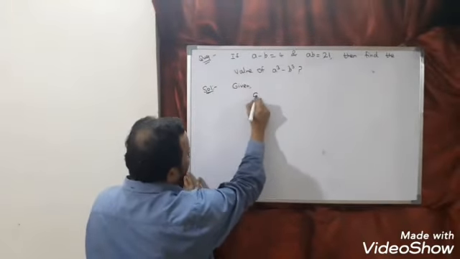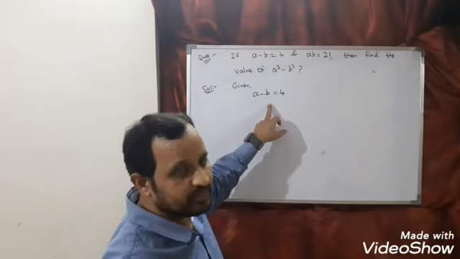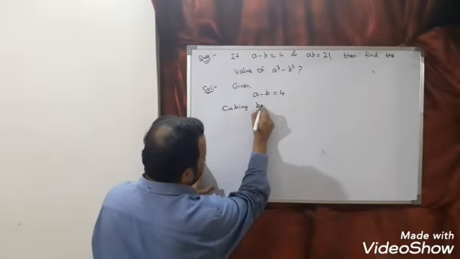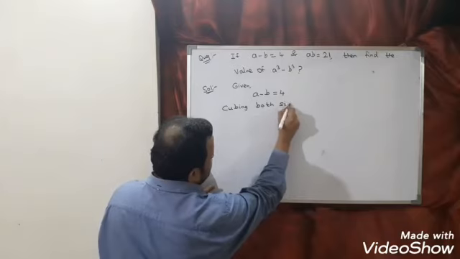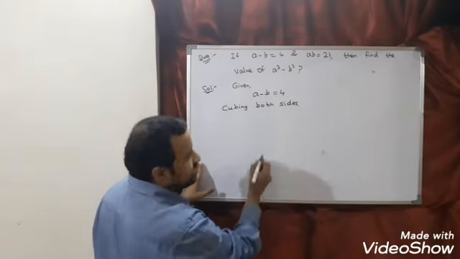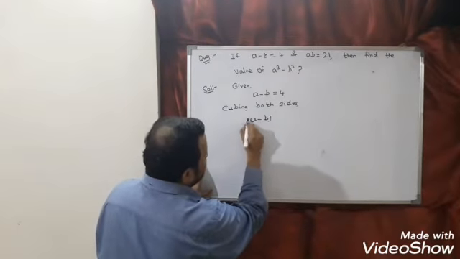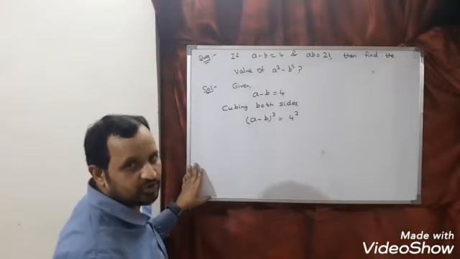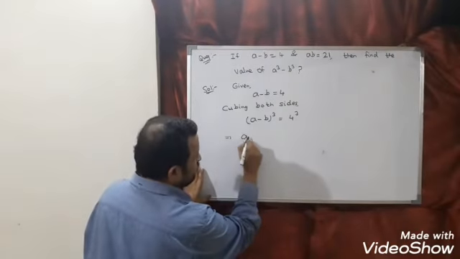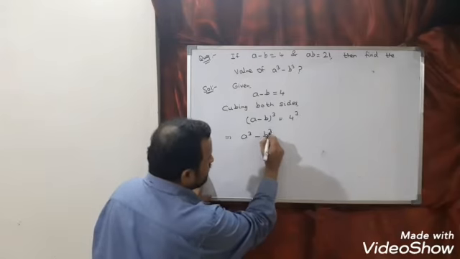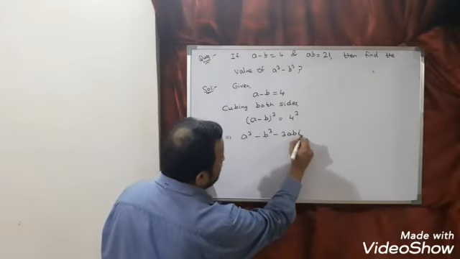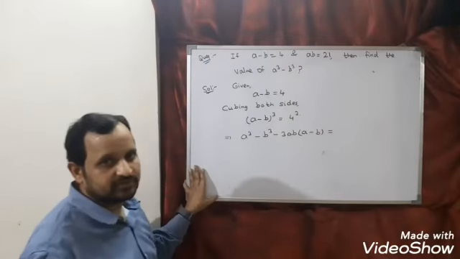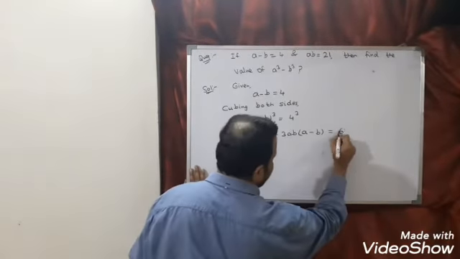Now to get A cube minus B cube, what should we do? Cubing. So let us do cubing. So here I can say cubing both sides. So when you do cubing on both sides, what will you get? A minus B whole cube is equal to 4 cube. A minus B whole cube, what is the formula? A cube minus B cube minus 3AB into A minus B is equal to 4 cube. So 4 4s are 16, 16 4s are 64.